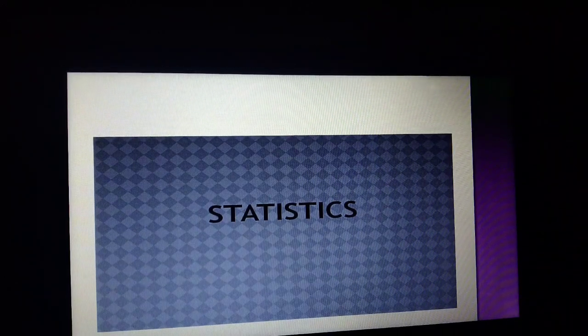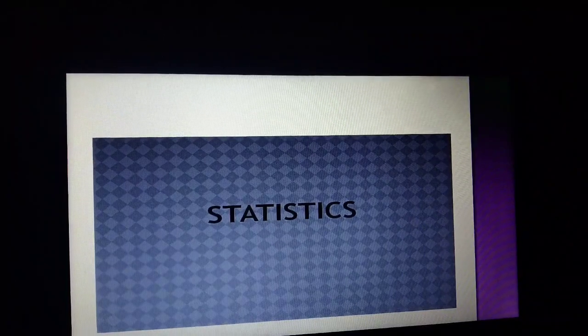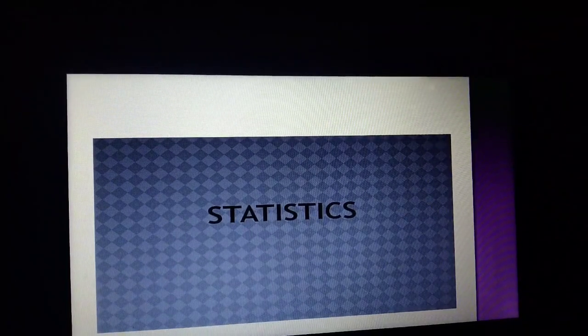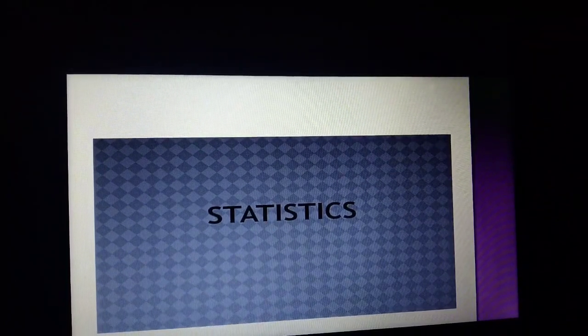Hello everyone. Today let us study about the statistics of leprosy. Earlier in part 1 we studied the introduction of leprosy. Today we are going to study the statistics of leprosy.